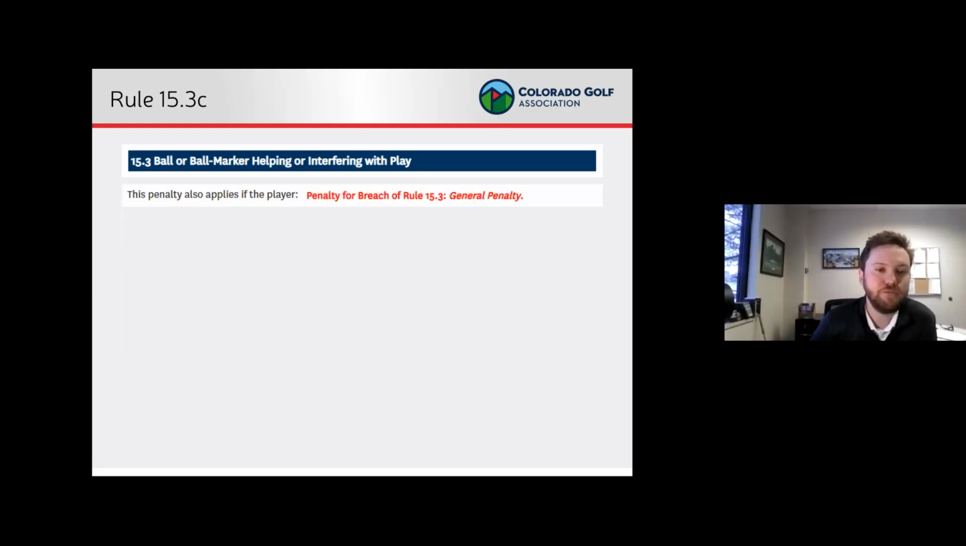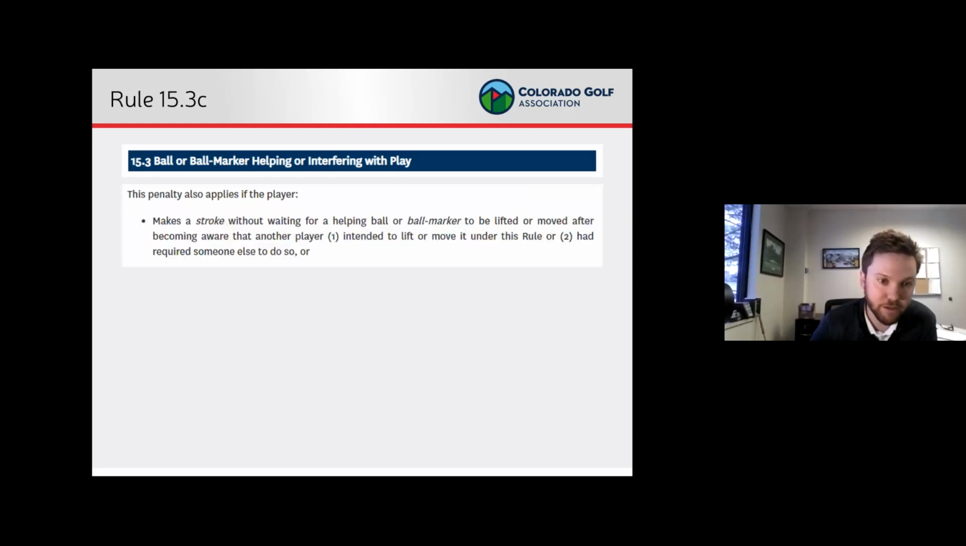15.3, general penalty. So the general penalty also applies if the player makes a stroke without waiting for a helping ball or ball marker to be lifted after becoming aware that another player intended to lift it or move it, and how you gauge intention is subjective, I guess, or had required someone else to do so. Again, kind of like I said earlier, that could be, hey, my ball's really close. I'd like to go mark it before you play, in stroke play or match play actually, because I don't want it to serve as a backstop for you. That player has to wait.